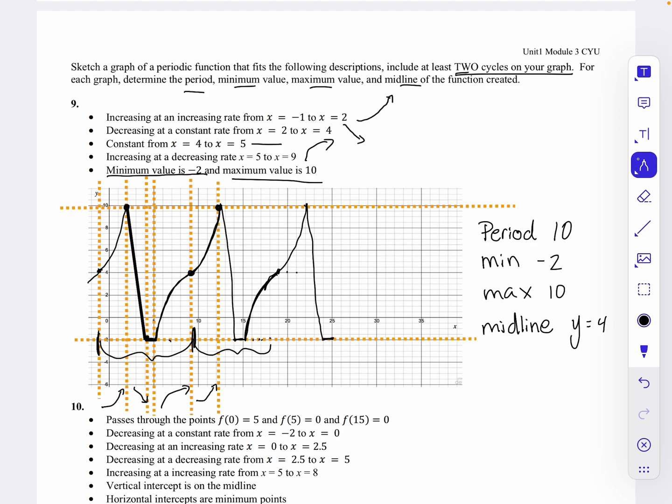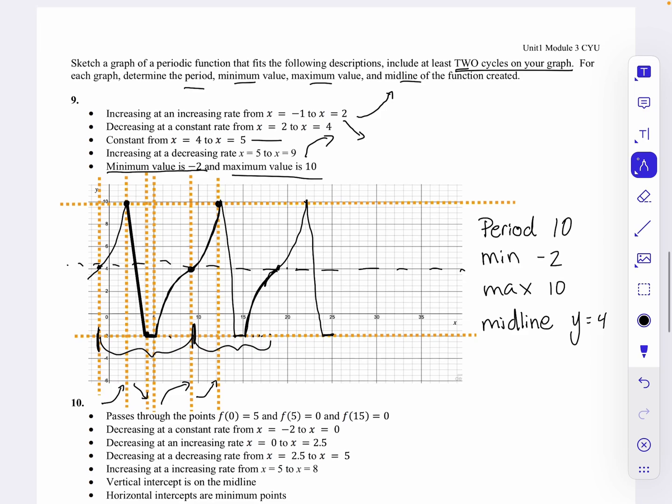And I intentionally made my point of inflection right here at that midline. Now you can keep the guides in there or take them out, depending on if you wanted to clean up your graph a little. It doesn't really matter. The important part was the black curves I was drawing in there.